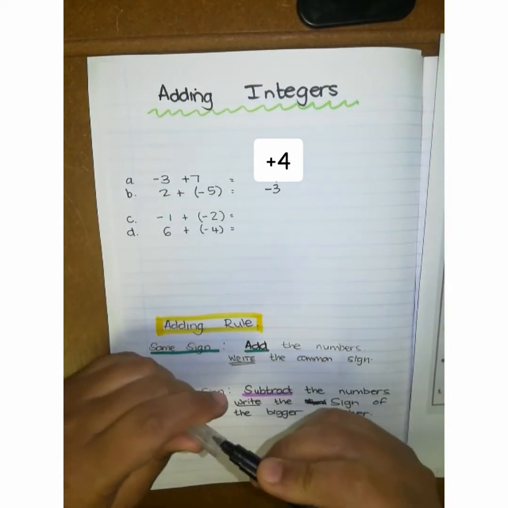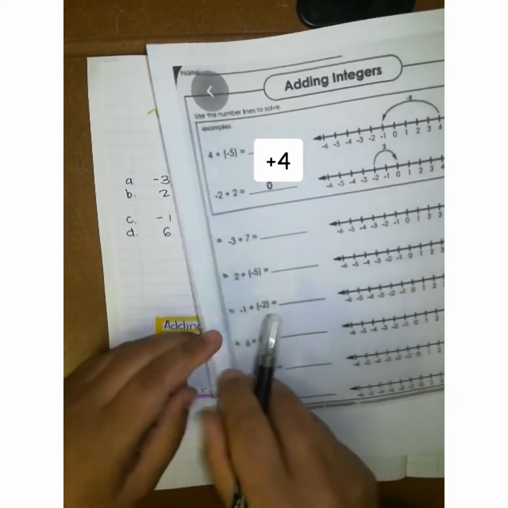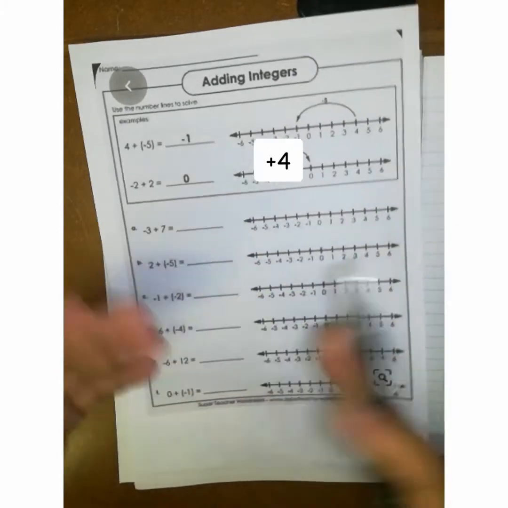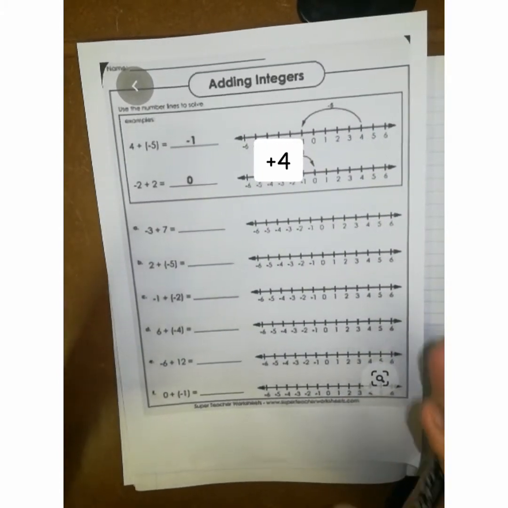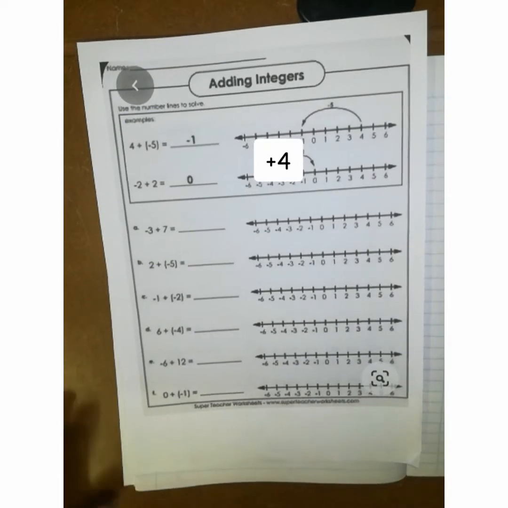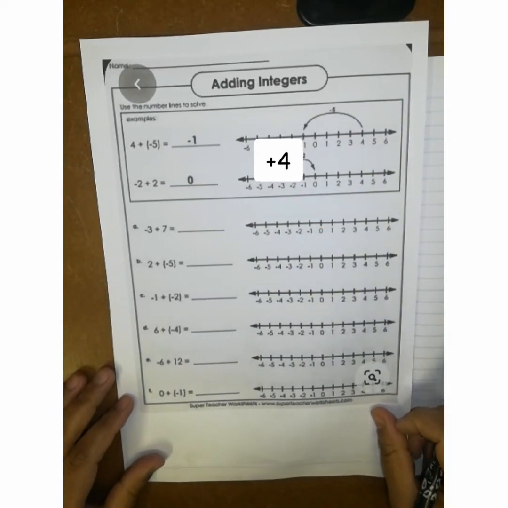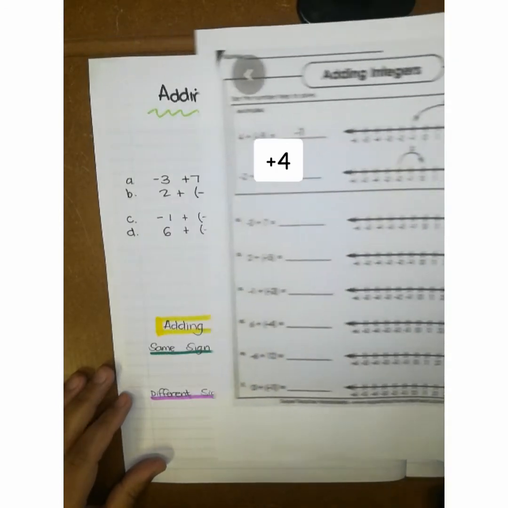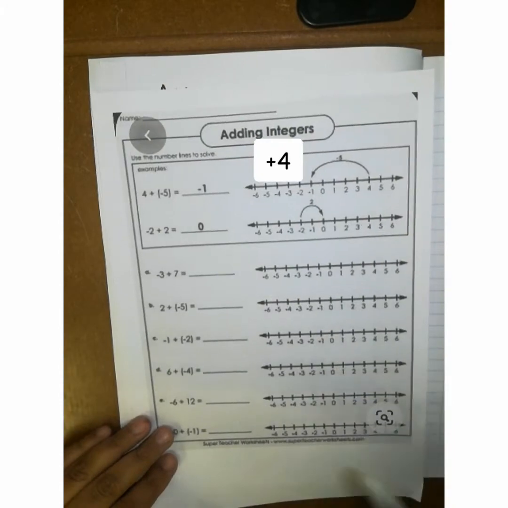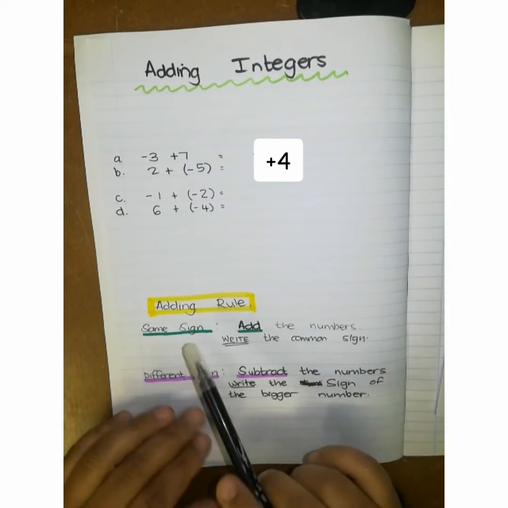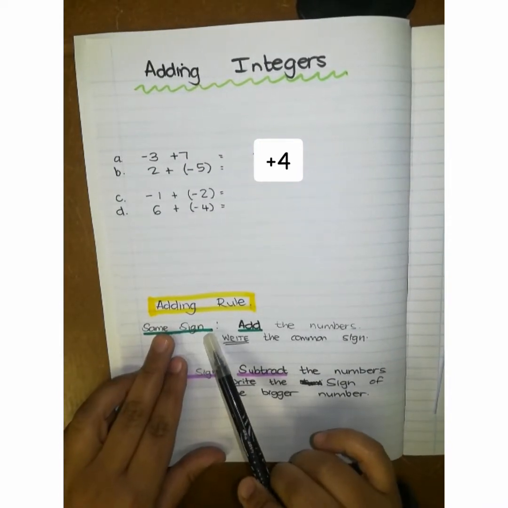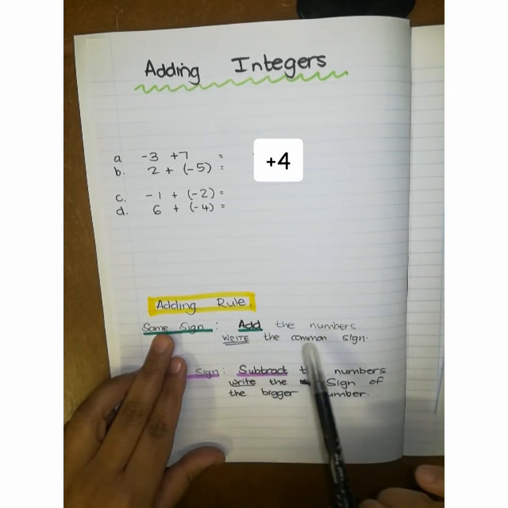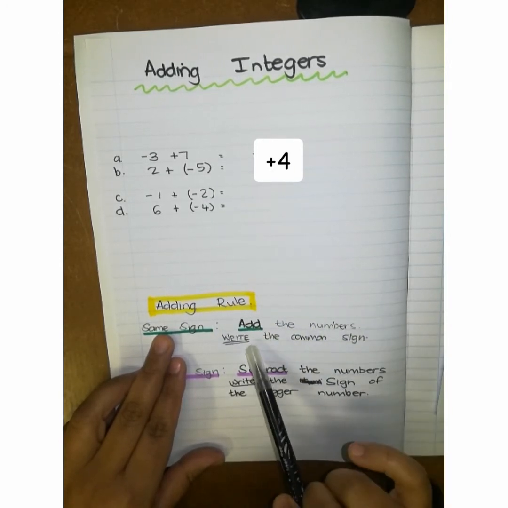Now, all the time we won't be able to use a number line. There will come a point when you have to move away from the number line, and we're going to have to learn a rule on how to add, subtract, multiply and divide integers. So for today, we're just concentrating on adding. There is a rule. If we have the same sign and we have to add the numbers, then we write the common sign and we add the numbers.